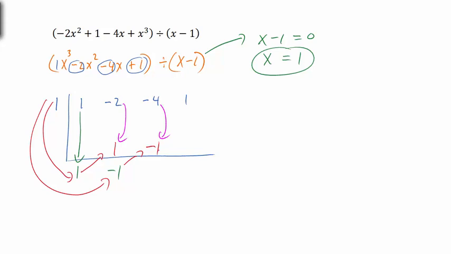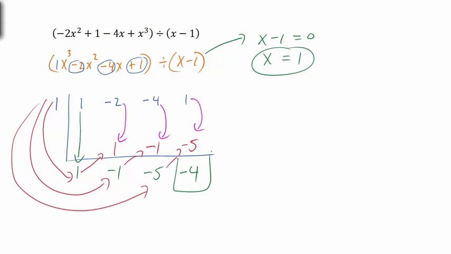So -4 and -1. So -4, -1 is -5. And then once again, we're going to multiply, and we get a -5. Then we're going to add. So -5 and 1, we end up with a -4. And once again, this last piece is going to be our remainder.